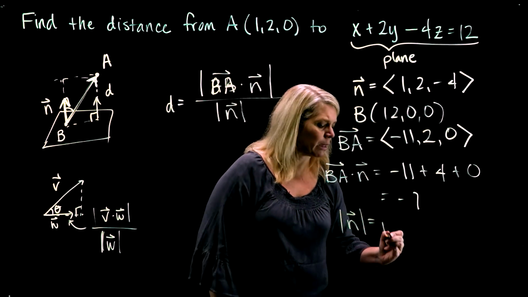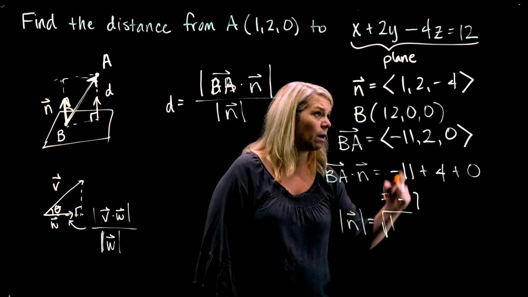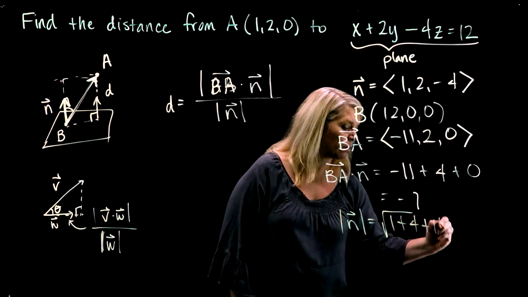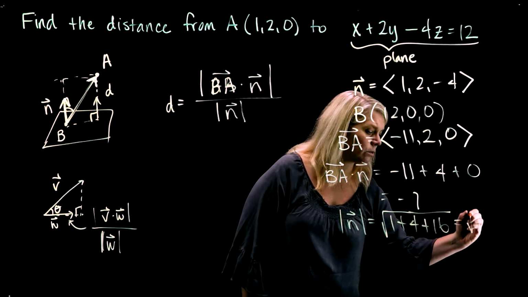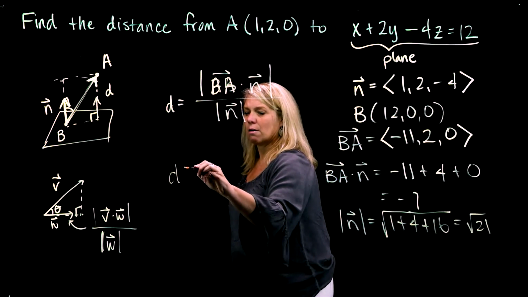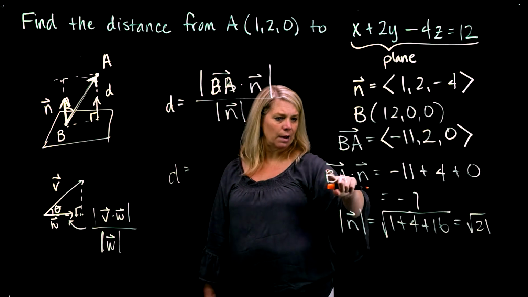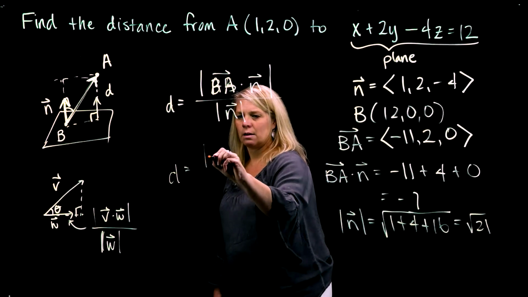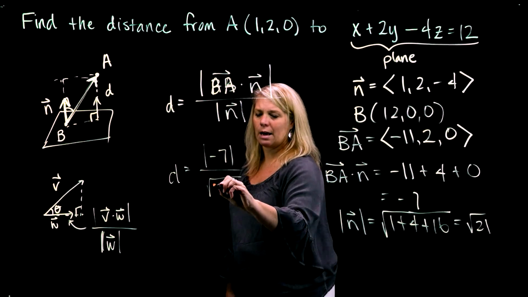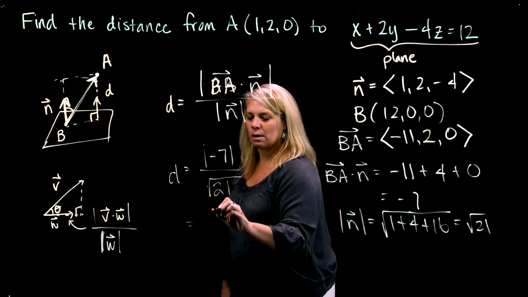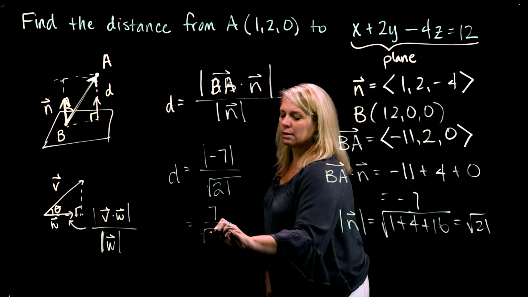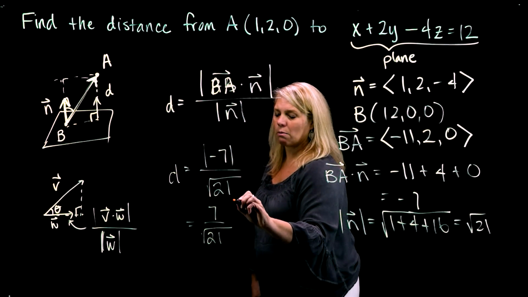Magnitude of n will be square root of 1 squared is 1, plus 2 squared is 4, plus negative 4 squared is 16, so square root of 21. Okay, so the distance that I need over here is going to be the absolute value of negative 7, which would just be 7, divided by the magnitude of n, so square root of 21. So if I simplify that by taking that absolute value, 7 over the square root of 21 units.